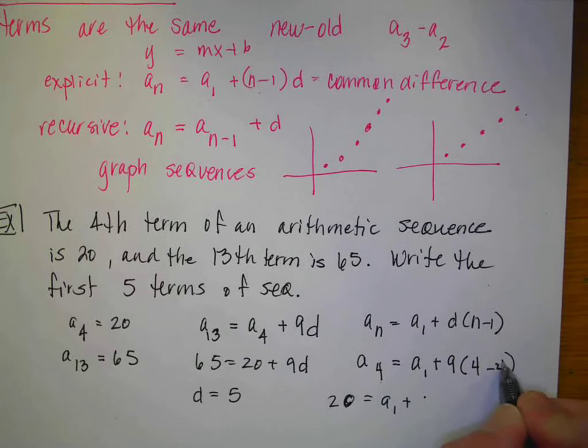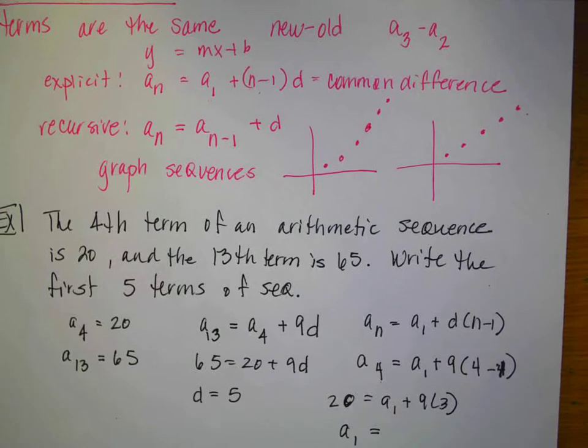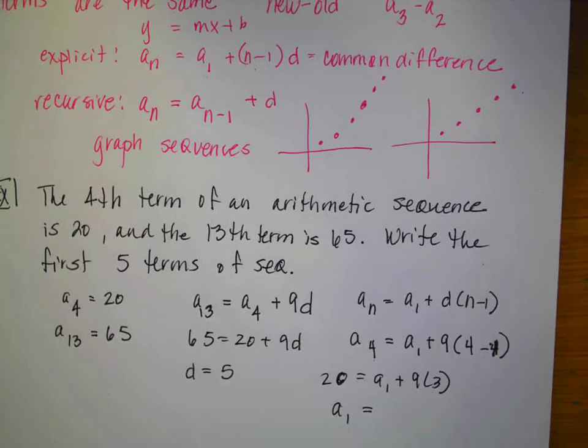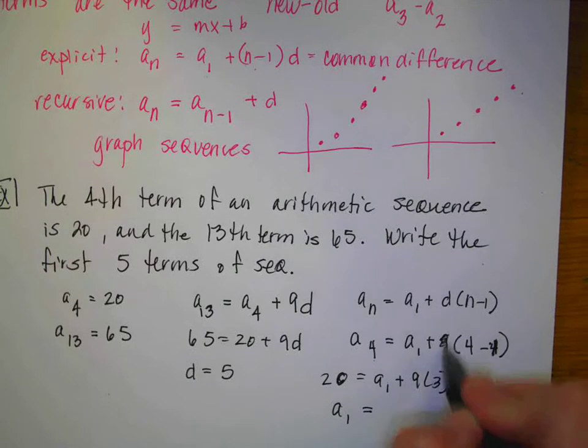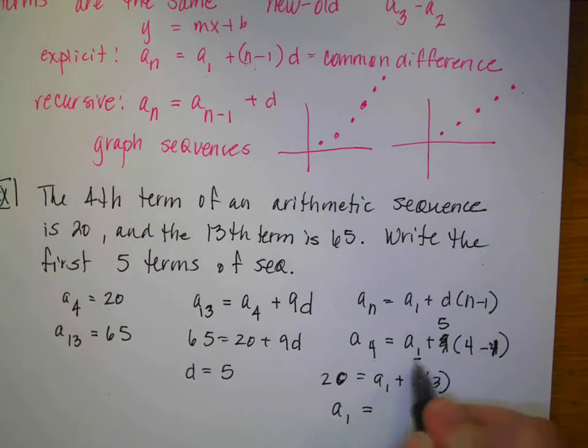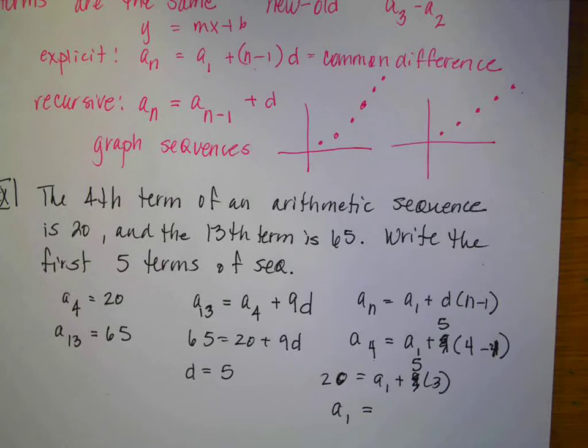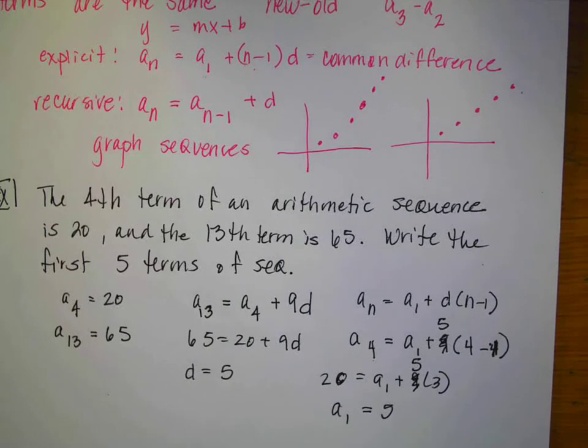So 20 is equal to a sub 1 plus, minus 1, sorry, bad math, 9 times 3, and so then I get that the first term is equal to, I did some bad math. Yep, there it is. I was going to say, what the heck am I doing? Whew, it's a good thing. There we go. And now I get that my a sub 1 is equal to, when I solve for a sub 1, because 20 minus 15 is 5.